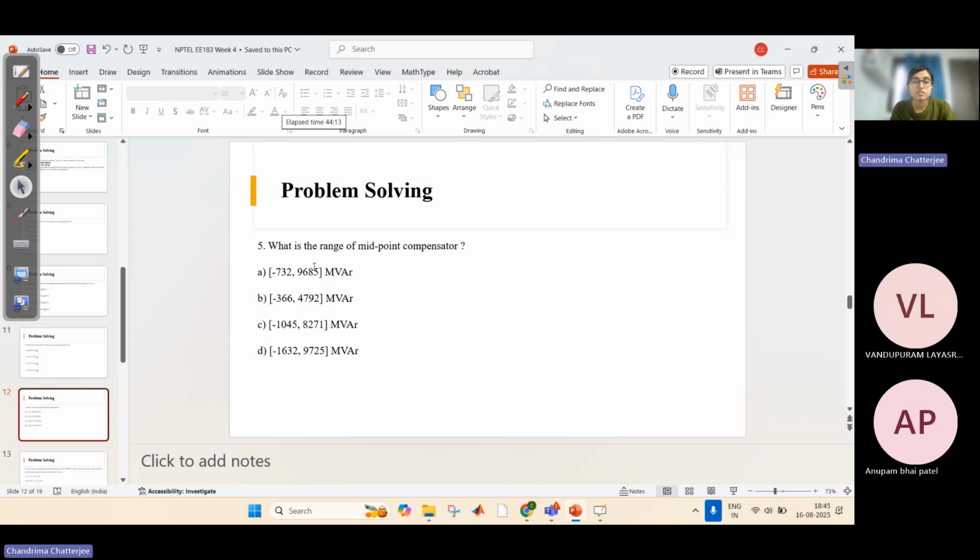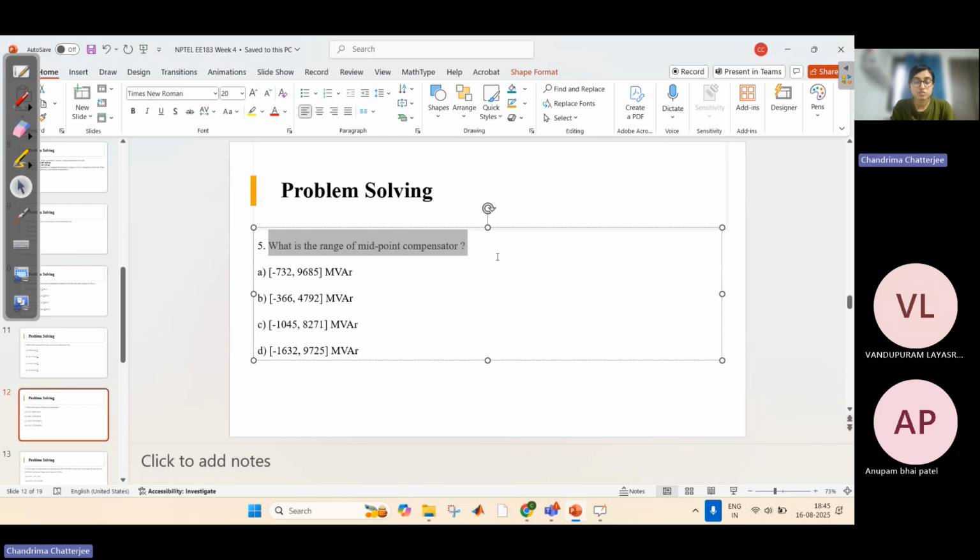Next question is, what is the range of midpoint compensator?